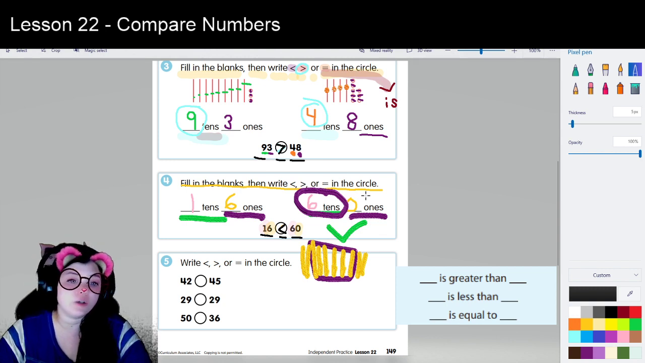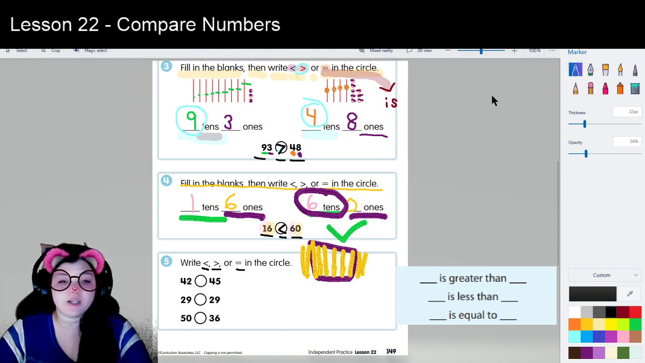Now let's look at the next question. Write less than, greater than, or equal in the circle. I want you to practice by looking at your tens first. Start with your tens. If they have the same amount of tens, then you look at your ones.